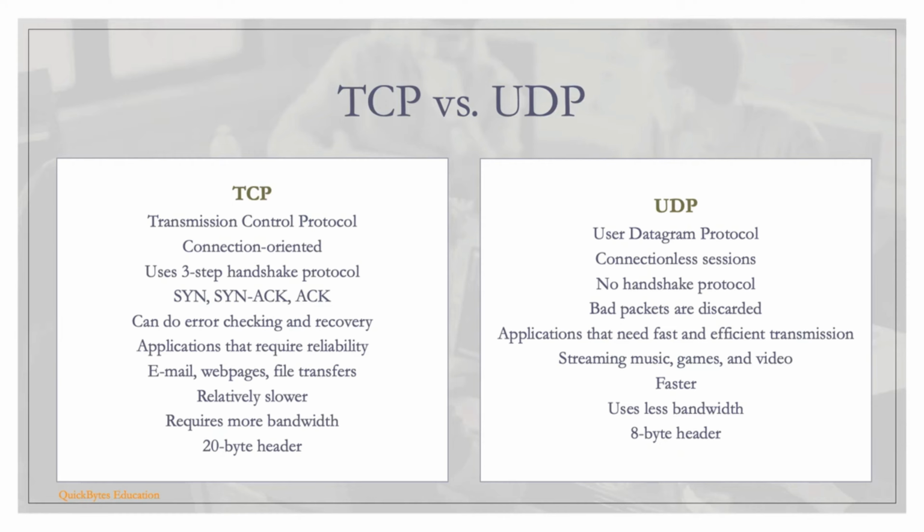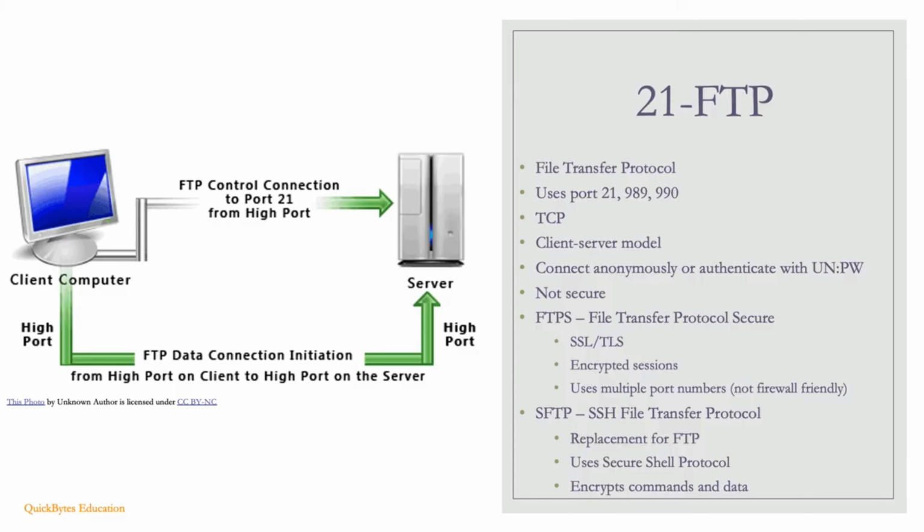UDP is faster than TCP, uses less bandwidth, and has a smaller header. The UDP header is only 8 bytes. FTP stands for File Transfer Protocol. FTP uses the client-server model, which means one device acts as the client and another device provides the service as the server.